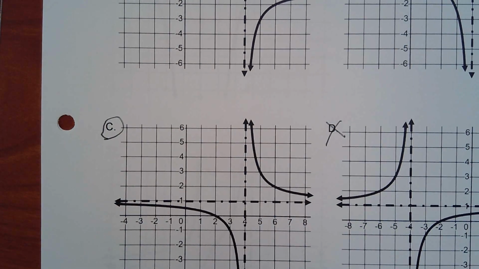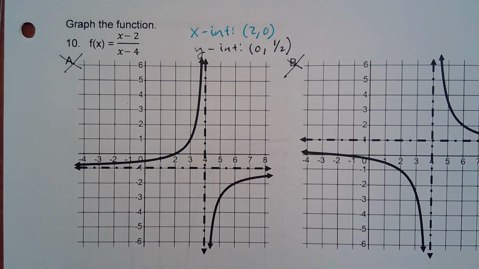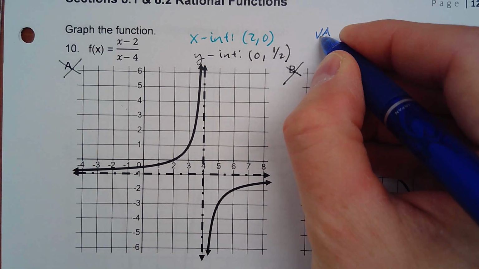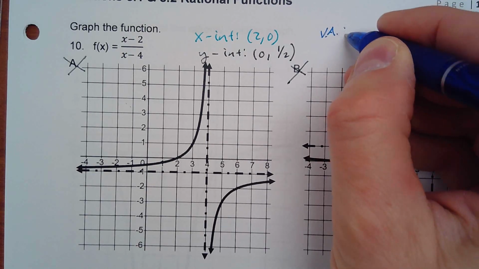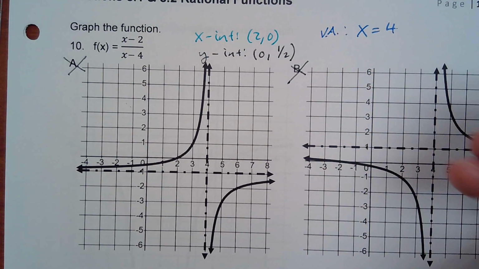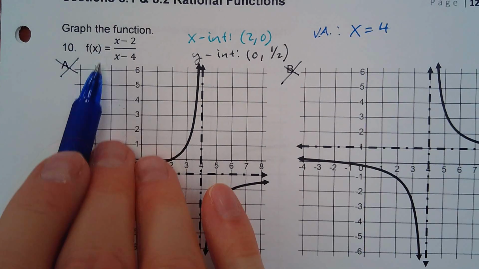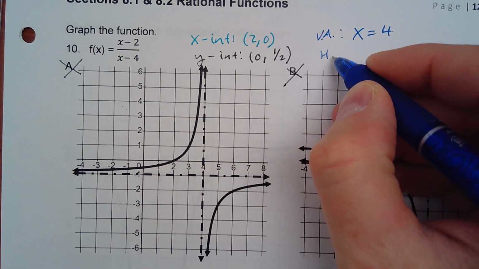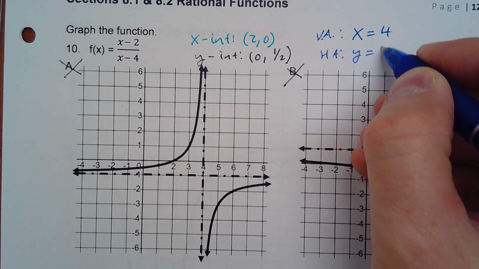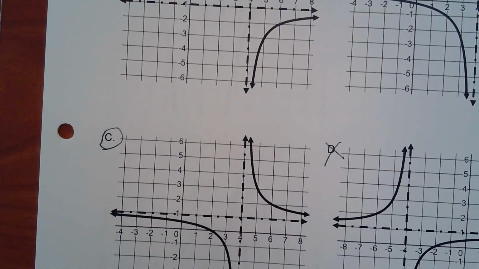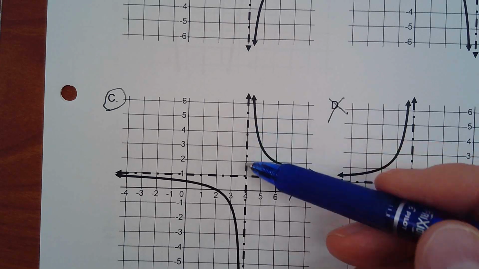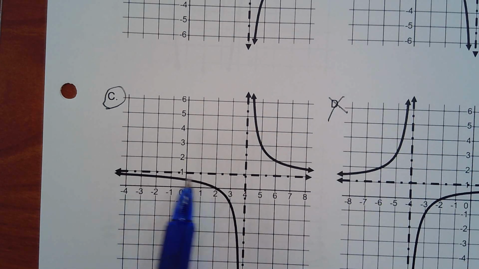Let's just verify by getting some additional properties. My vertical asymptote I get from the denominator. That would be x equals 4. And here my degrees are equal. So I'm going to take 1 over 1, which is 1. So my horizontal asymptote would be y equals 1. And notice if we check the asymptotes, the vertical asymptote is x equals 4. Horizontal asymptote is y equals 1. So we just confirmed that C is the correct answer.